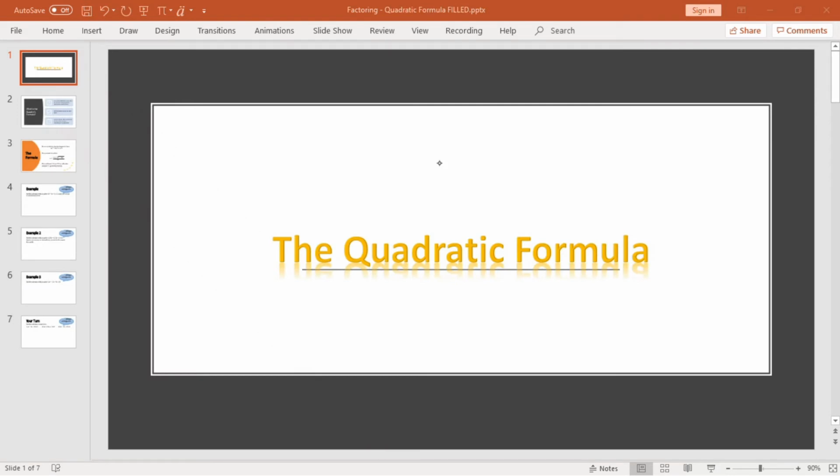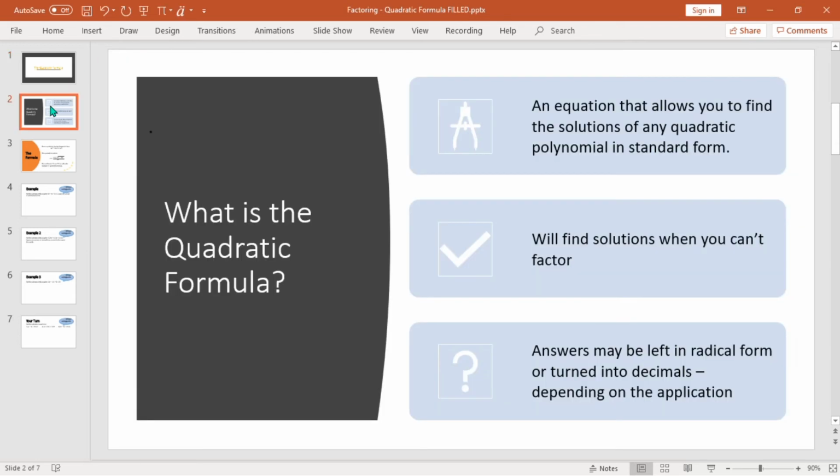Good morning. Well, it's morning for me right now, and I'm going to start my day off with a little bit of quadratic formula. So what is it? It's an equation with set parameters that allows you to find the solution of any quadratic polynomial that's in standard form. So what that means, we're not going to get into it too much, is that you are finding solutions, which are the roots, which are the x-intercepts of your parabola.